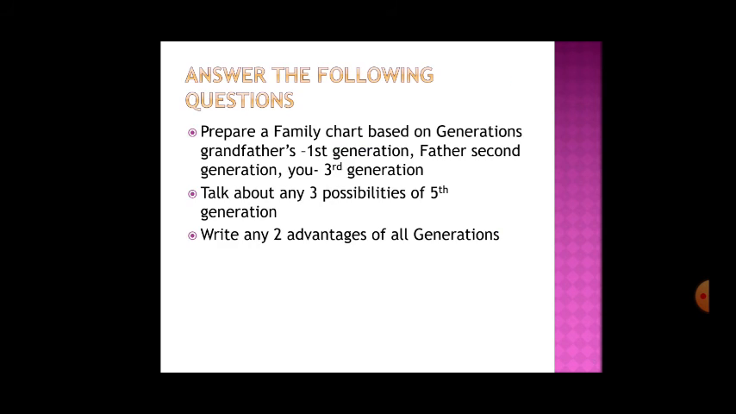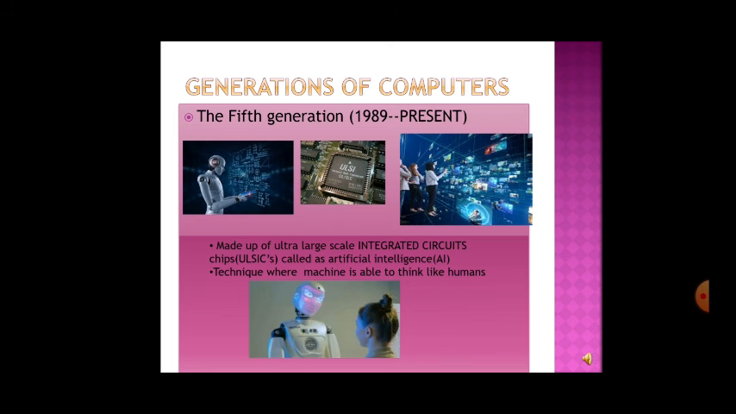Next, let us answer the following questions. Children, you need to prepare a family chart based on the generation. Grandfather is the first generation, father is the second generation, and you are the third generation. So make a family chart and tell me about grandfather, father and you. Talk about three possibilities of the fifth generation. You can make a video and show the chart, then explain the chart and talk about the three possibilities of the fifth generation, that is the artificial intelligence generation.